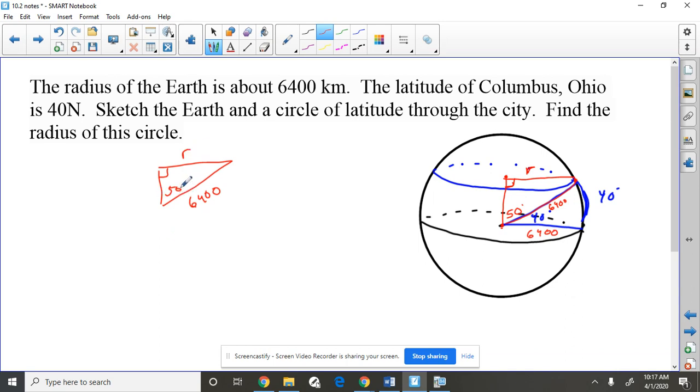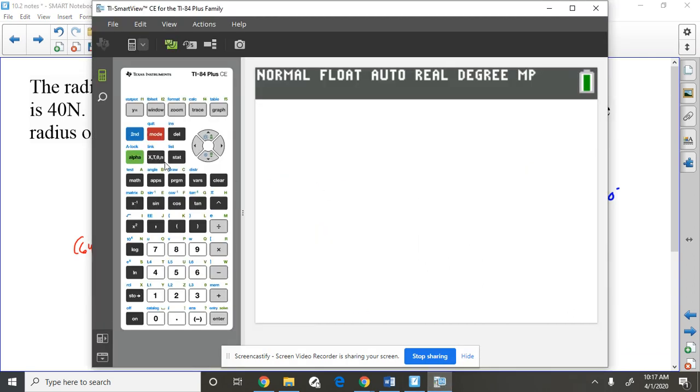So here we have the 50 degrees. r is the opposite leg. 6,400 is the hypotenuse. So we know sine equals opposite over hypotenuse. The sine of 50 degrees equals r over 6,400. I'm going to multiply both sides by 6,400. And then I'm going to go to my calculator and find an approximation of 6,400 times sine of 50.